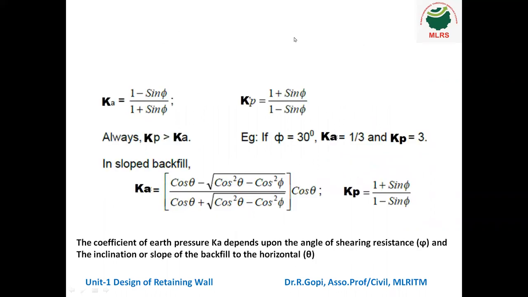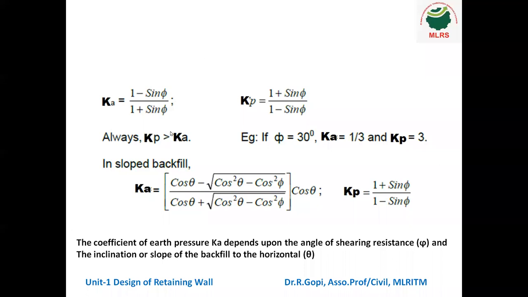Okay, now we will discuss the formula. The coefficient of active earth pressure, Ka, is 1 minus sin phi divided by 1 plus sin phi. In case of passive earth pressure, it is the inverse of Ka, which is nothing but 1 plus sin phi divided by 1 minus sin phi.